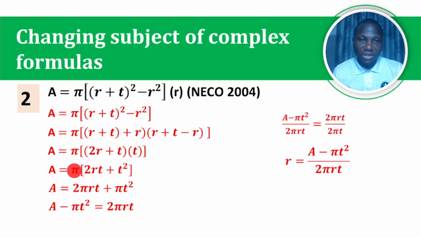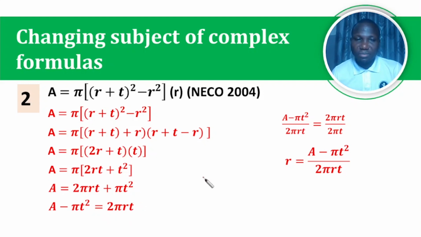There's still a bracket to clear, so we'll use pi again to clear this bracket. That's pi times 2rt, which gives us 2 pi rt, and pi times t squared gives you pi t squared. Don't forget this letter r is our target. Look at where our target is: this term is added to it. So what do we do to eliminate this term? We'll move it over to the left hand side, or we can just say subtract pi t squared from both sides. So if I move this positive term to the left hand side to become negative, I will have a minus pi t squared equal to 2 pi rt.